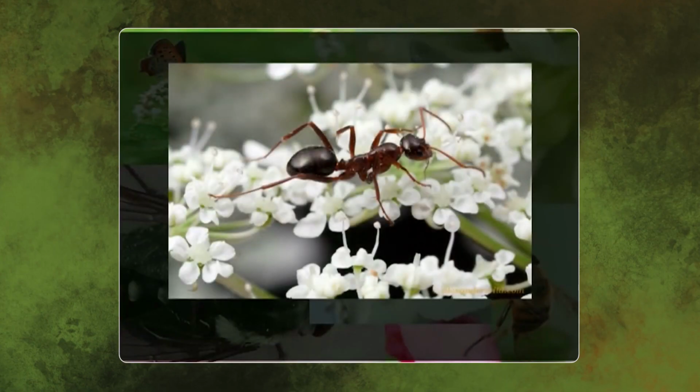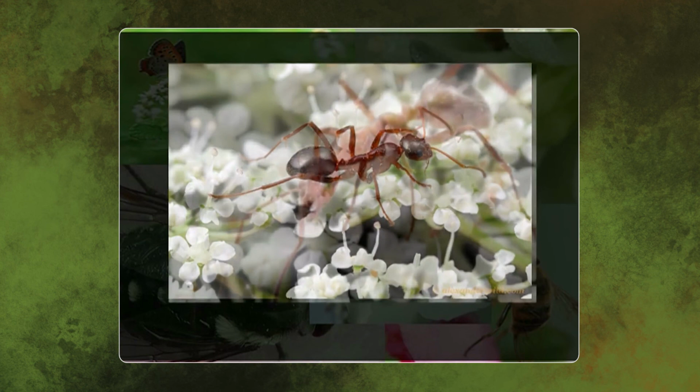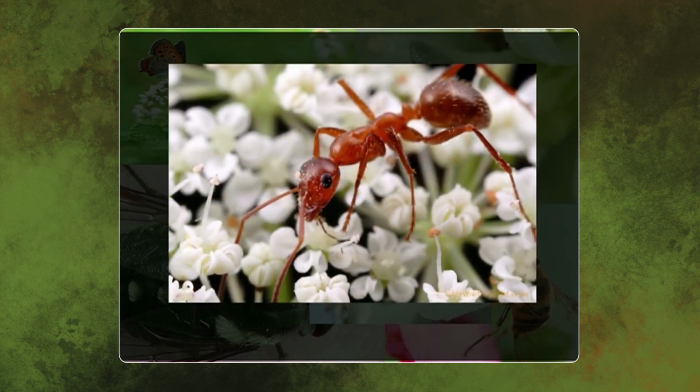Some flowers near the ground are pollinated by ants, as they do not have the services of aerial pollinators.